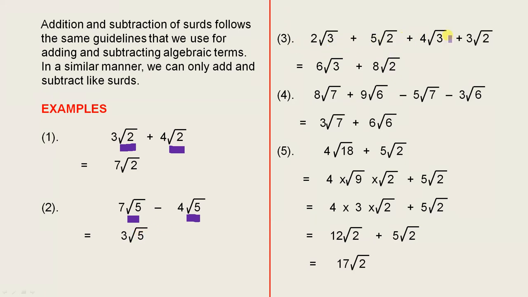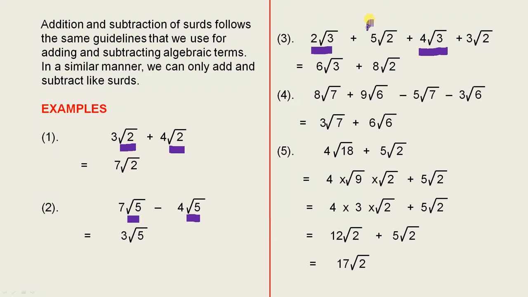The third example, we have 4 terms. If we underline this one and we underline that one, because that's the square root of 3 and that's the square root of 3, that gives us like surds. So 2 root 3 plus 4 root 3 gives us 6 root 3. So that's that part of the answer.